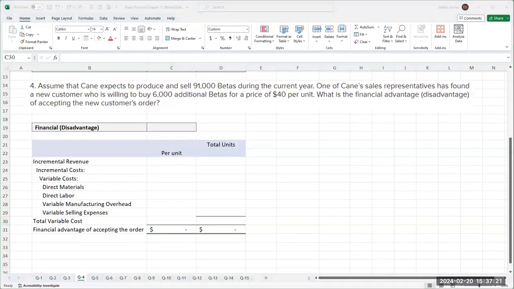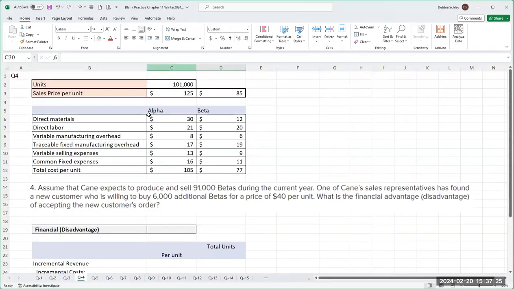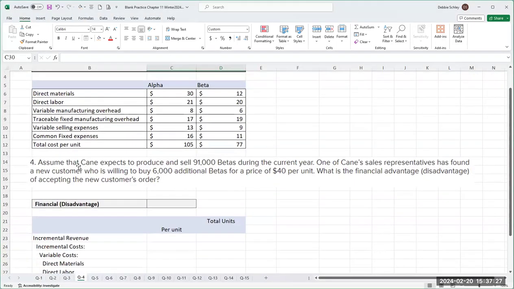Question 4. Same information again. Assume that Kane expects to produce and sell. So essentially, this is the same question, only now we're talking about betas. So different numbers, different product, but it's going to be the same process as question 3.